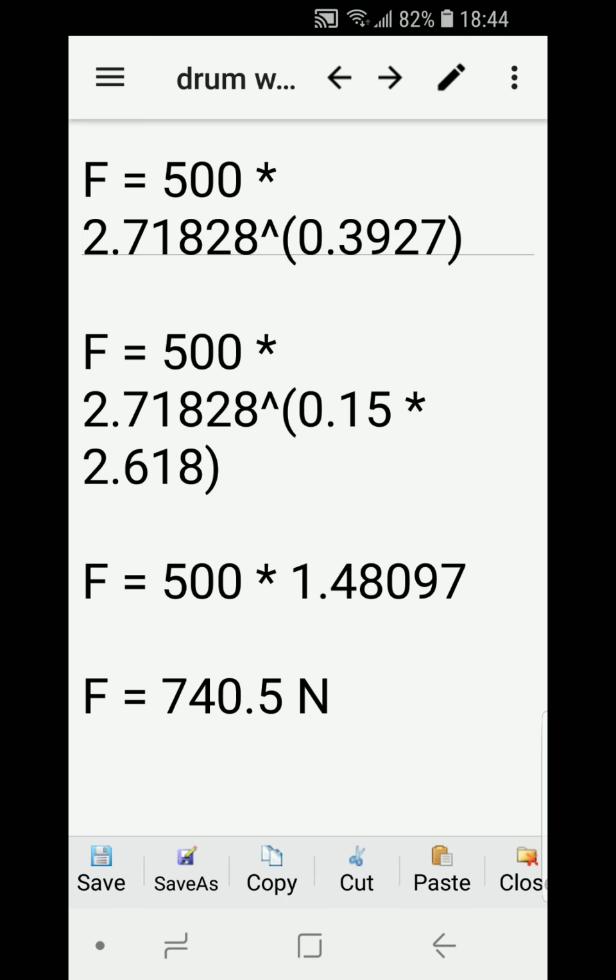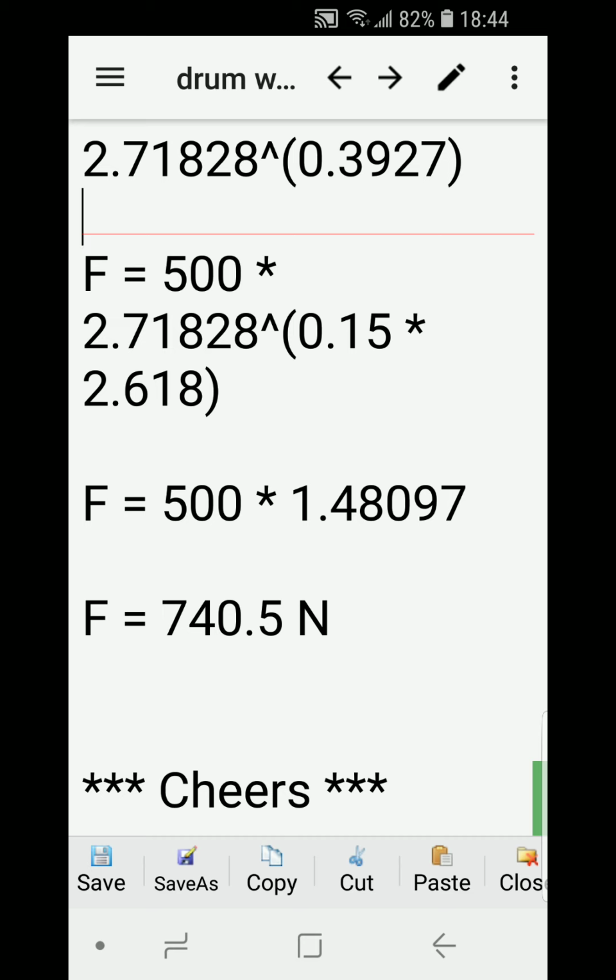Now, if we analyze the answer, it is greater than 500 newtons, which is the weight that we are raising. And so because of friction, that's why we will need greater than 500 newtons to raise the block.